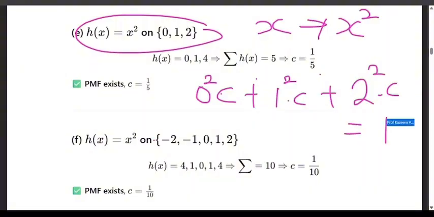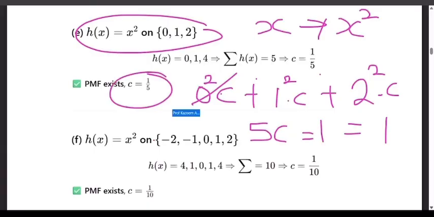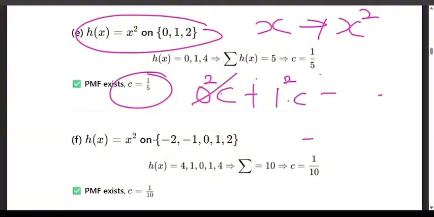So don't forget, based on what you're given, what do I have right now? The zero cancels out, then 1 squared c, 2 squared c, and that automatically gives you 5c equal to 1. When you solve for c, you're going to have 1 over 5. So that is how to go about it. The transformation is actually involved here. Okay, is that taken now?